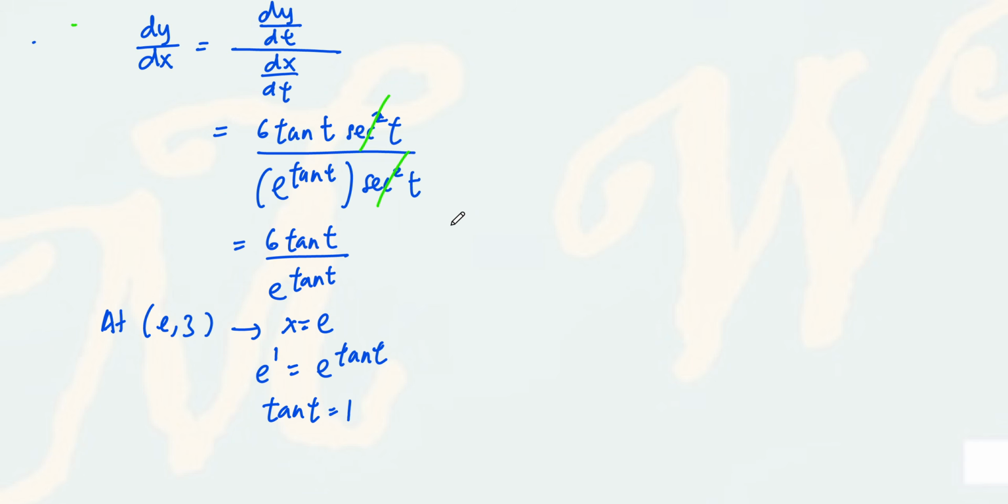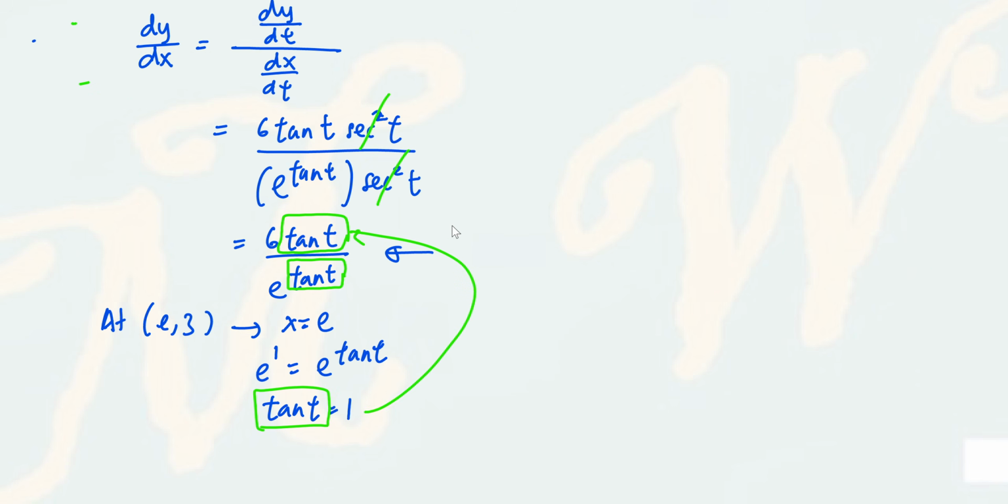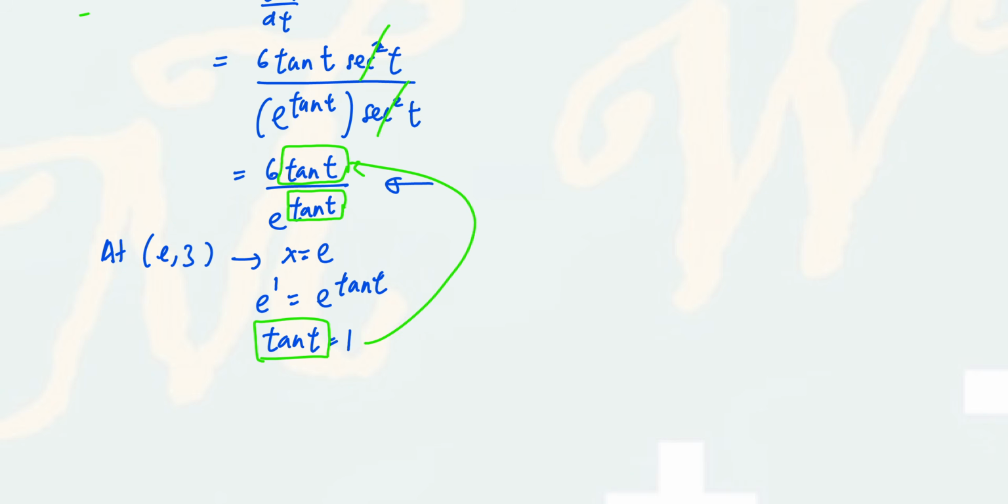Now actually when you look at the dy dx, we don't need the t value, I need the tangent t value, because in the numerator I have tangent t, and the denominator also has tangent t. That means my tangent t will be replaced by 1 here. So now I will be getting my dy dx, that is 6 times 1 over e power 1, then you will be getting 6 over e. So this is our gradient of tangent.